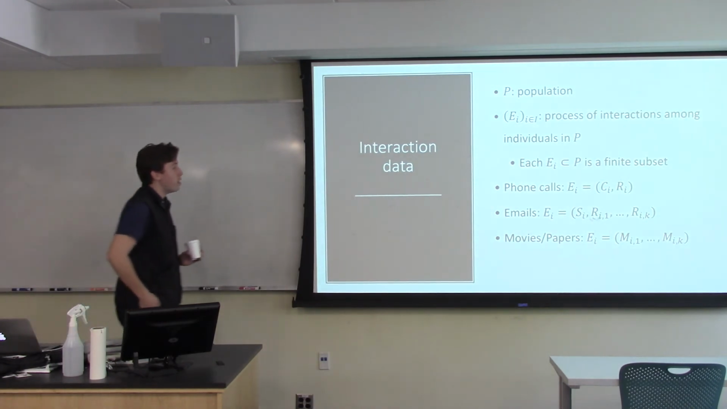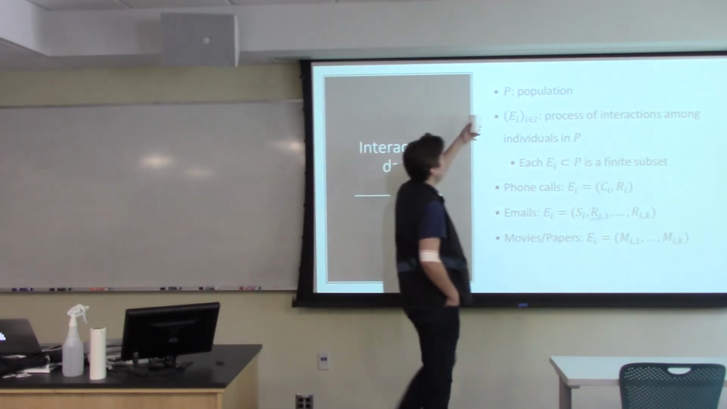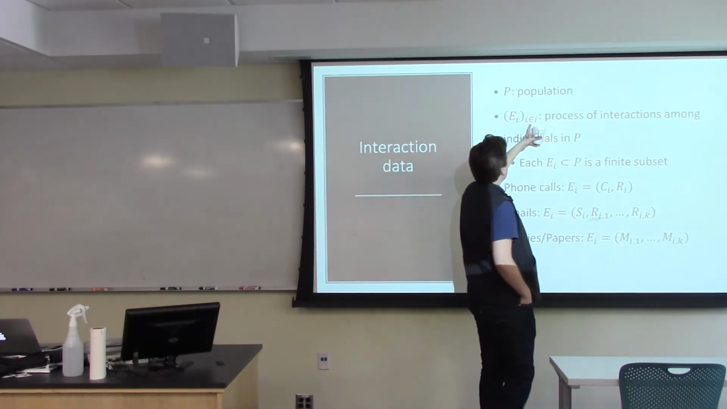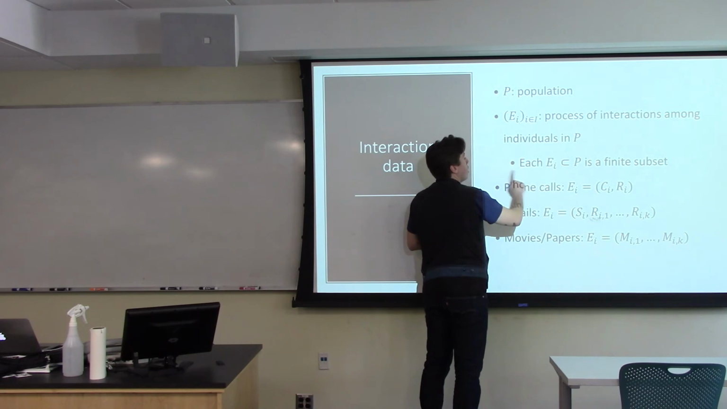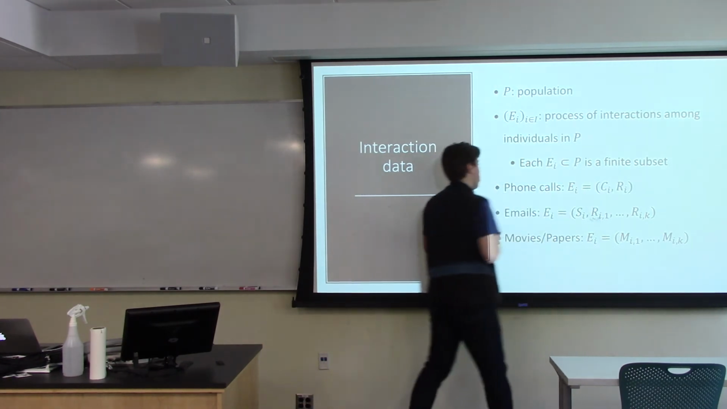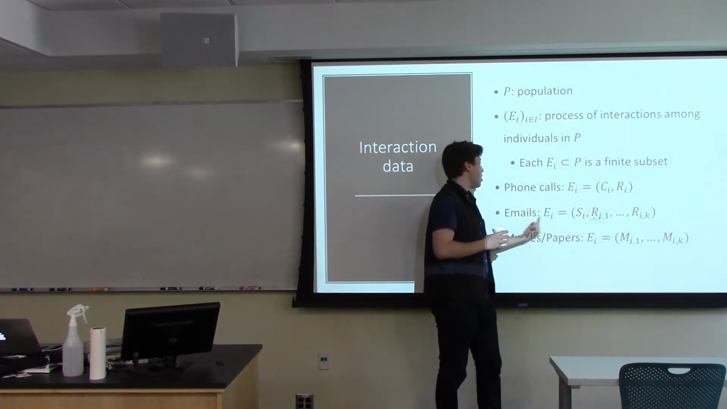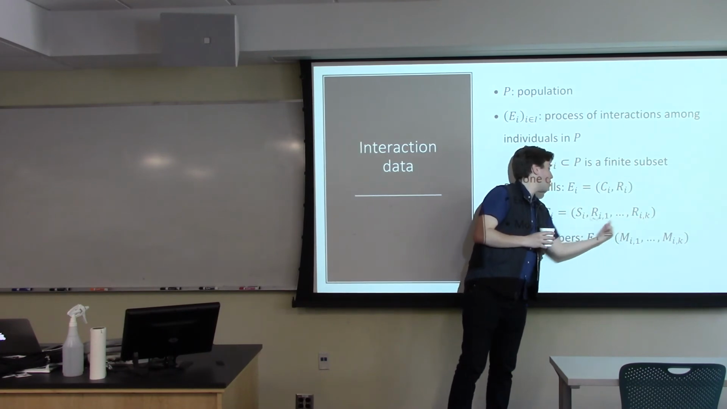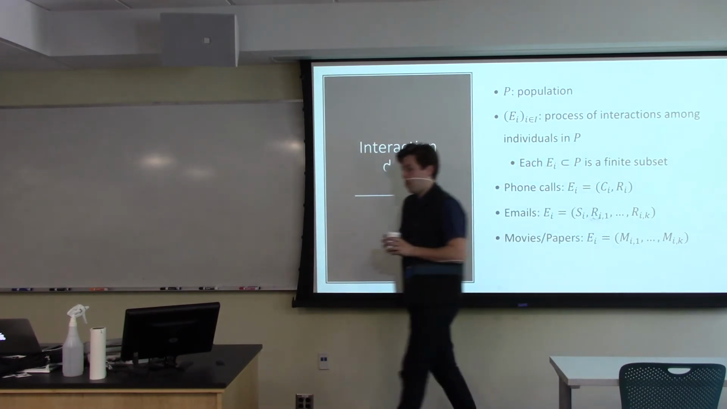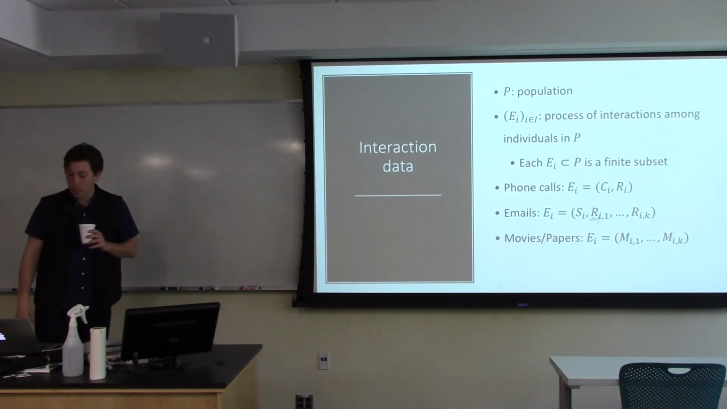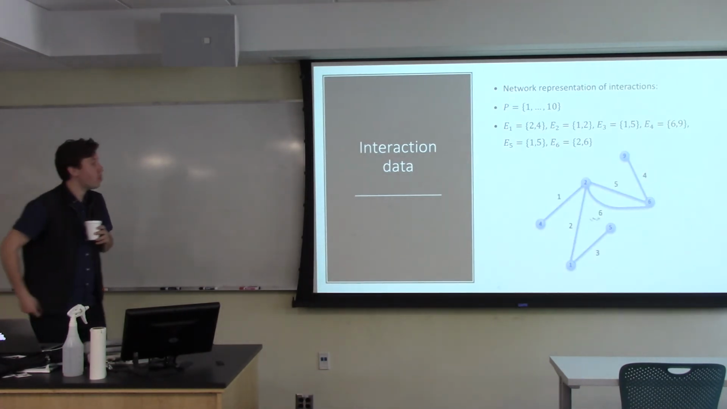Formally, what I mean by interaction data is you have a population P, and you have E_i, an indexed set of interactions among individuals in the population. Each E_i is a finite subset of P. For example, for a phone call, E_i is a caller and receiver pair. For an email, you have a sender and then a potentially finite vector of receivers. And for movies, you might have just the actors in the movie. So it's a finite subset of this population P. Just a quick example.